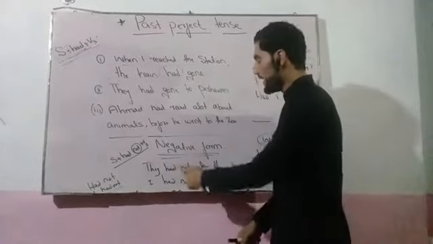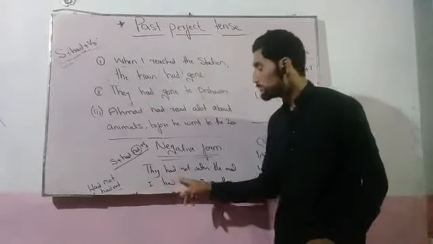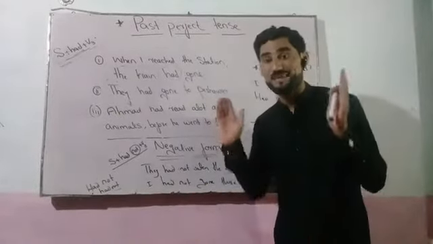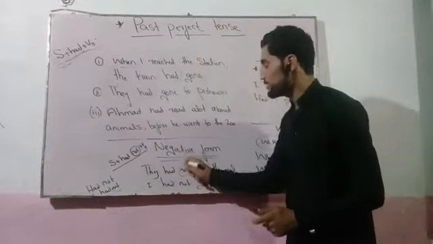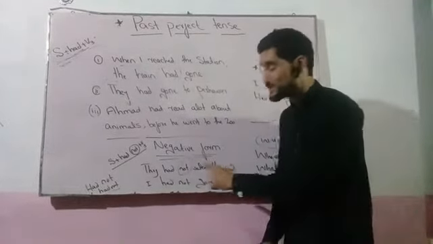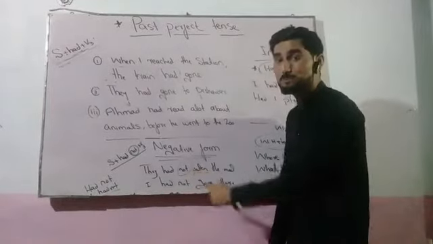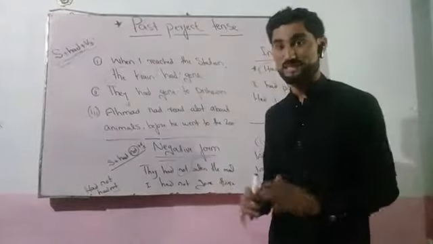Like, they had not eaten the meal. I started this sentence with the subject they, and then I put directly the auxiliary verb of the past perfect tense, and that's had. Then I added a new word, and that's not. I just added this word after the helping verb, after the auxiliary verb, before the main verb. Thus I made this sentence a negative structure sentence.